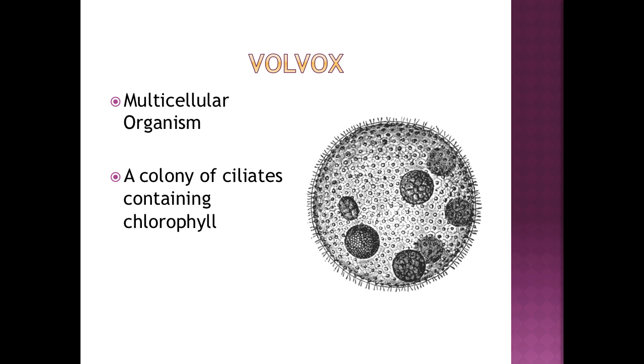Volvox. Volvox is a multicellular organism. It's made up of many cells. And it has a colony, which means many, of ciliates containing chlorophyll as well. So Volvox is what color? If you said green, you are right, okay, because plants are green because they contain chlorophyll.